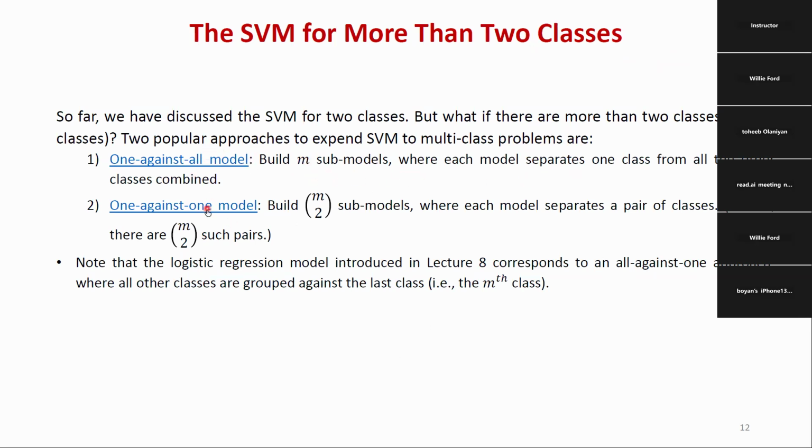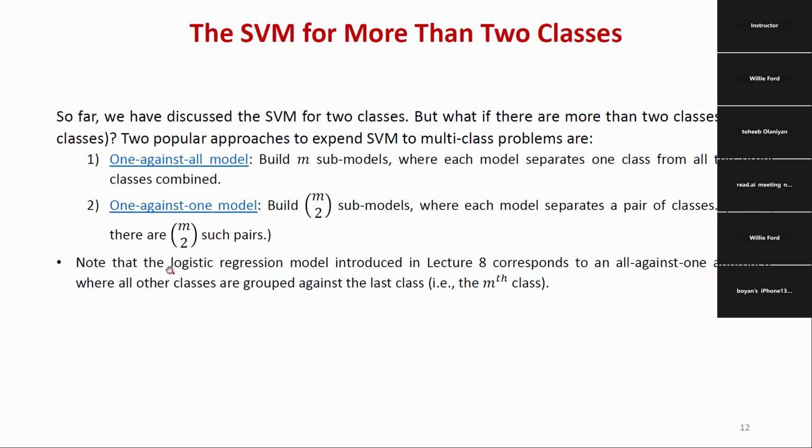So we have typically two classes of models. The first is called a one against all model. The idea is to build M submodels where each submodel separates one class from all the other classes combined. Another model is called one against one model, which is to build M choose two submodels. Each submodel separates a pair of classes, let's say class K versus class L. And hence how many submodels do we have in total with M classes? It is M choose two such pairs.